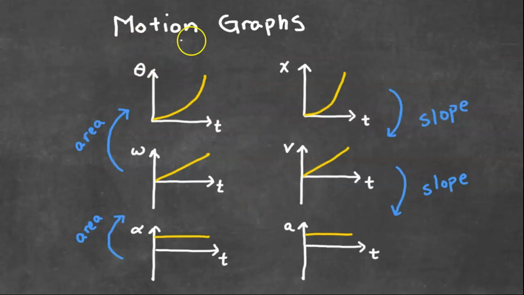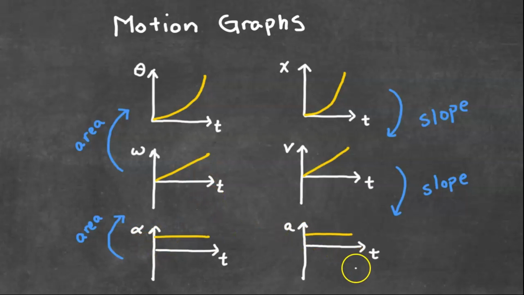Now we're going to take a look at motion graphs, and it's helpful to compare rotational motion graphs and linear motion graphs, since we already know some things about linear motion graphs. Just a quick review: the slope on a position versus time graph tells us the velocity. The slope on a velocity-time graph tells us the acceleration. And that works the same for rotational motion graphs. So the slope of the angle versus time graph tells us the angular velocity. The slope of the angular velocity-time graph tells us the angular acceleration.